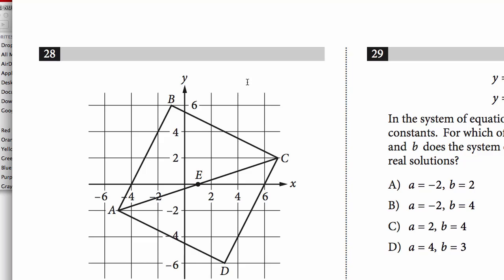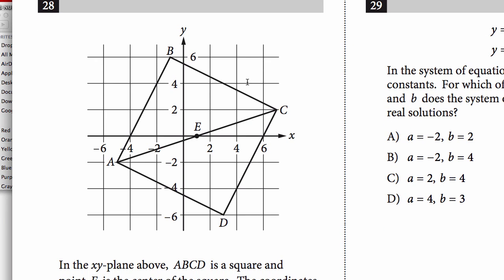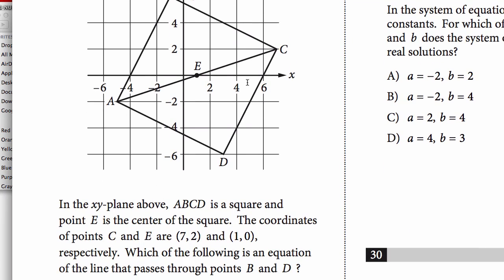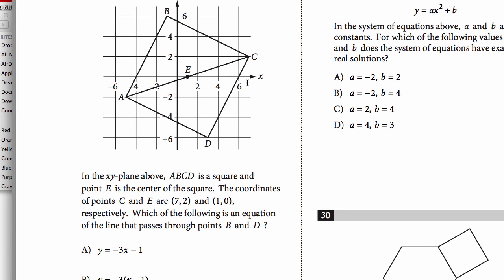This is number 28. Okay, so what's going on here? We got the square, we got a couple points. In the XY plane above, ABCD is a square and point E is the center of the square. The coordinates of points C and E are 7, 2, and 1, 0 respectively. Okay, so maybe I'll write that in. C is 7, 2, and E is 1, 0. Which of the following is an equation of the line that passes through the points B and D? Okay, so we want the equation of that line right there.